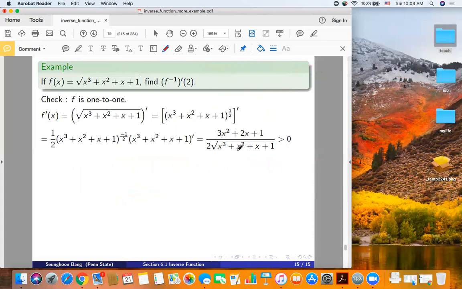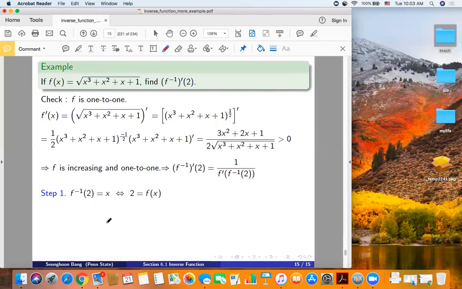Right? This is always a positive number. You can just sketch the graph of 3x squared plus 2x plus 1. The graph is above the x-axis, so this value is always positive. So f is increasing and 1 to 1. You can use the formula. What's the first one? You calculate the inverse of f at 2. This one inside is the unknown x.